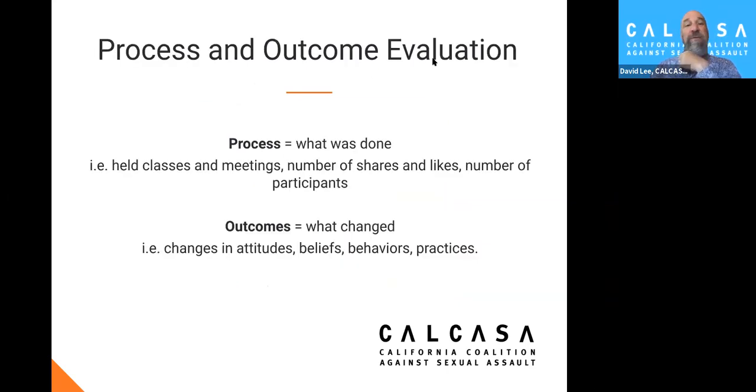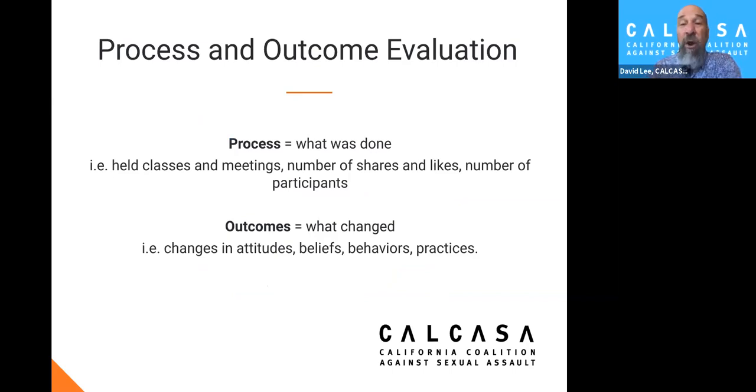Part of the way we do this is by using evaluation, and we're not going to go through a whole lot now, but there are two types of evaluation. One is a process evaluation: what did you do? It's often counting and summarizing the activities you've done. How many classes you held, meetings, the number of shares or likes if you did social media, how many people participated, what activities you accomplished.